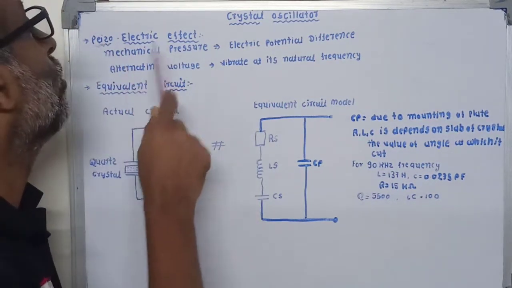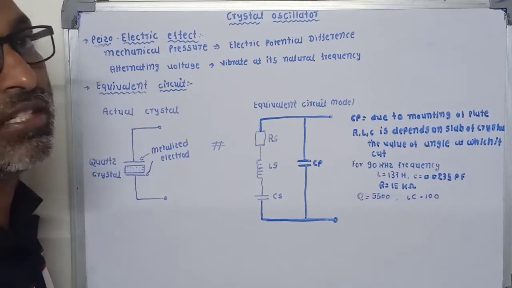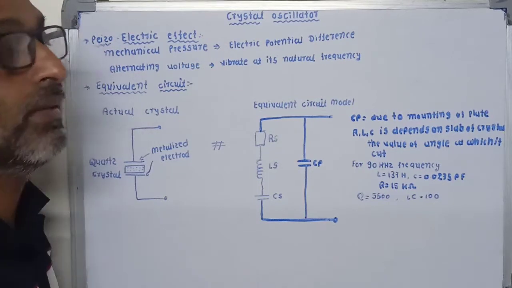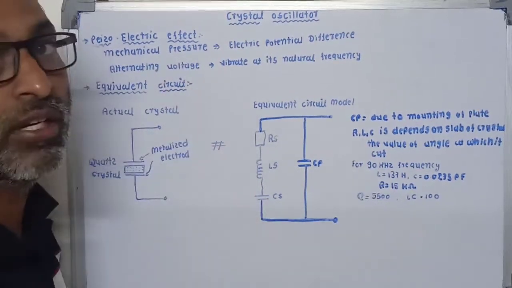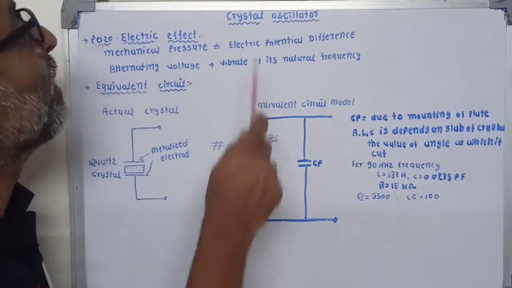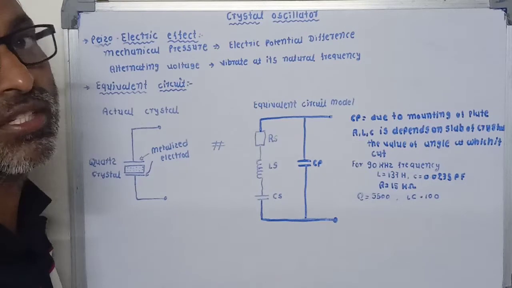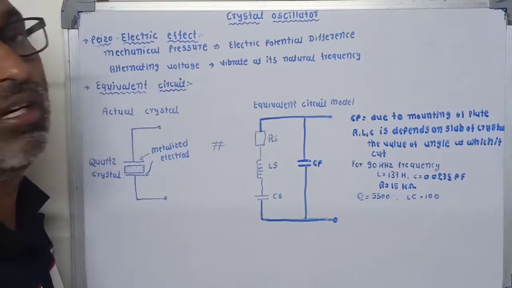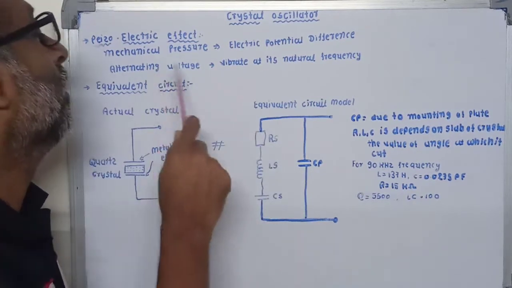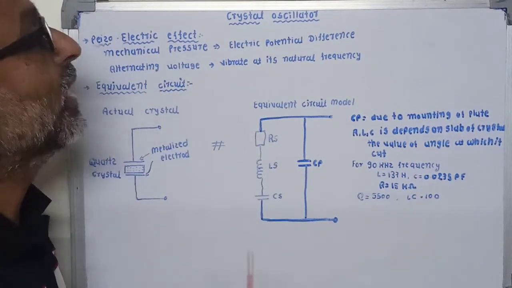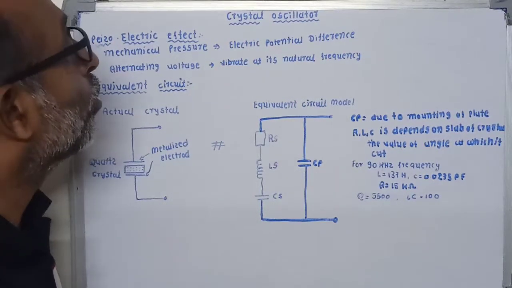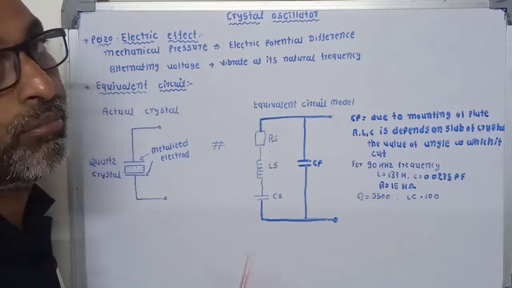Next, what is the piezoelectric effect? Quartz has a special characteristic called the piezoelectric effect. When mechanical pressure is applied across one pair of faces of this crystal, an electrical potential difference is developed across the opposite faces of the crystal. Similarly, when an alternating voltage is applied across the crystal, it causes it to vibrate at its natural frequency.